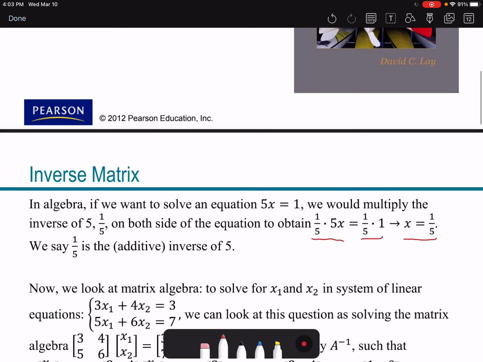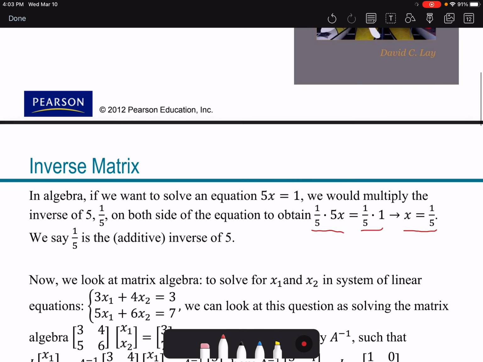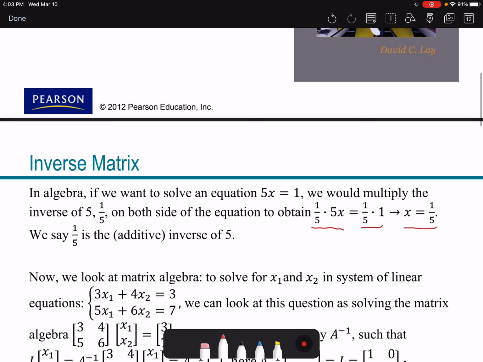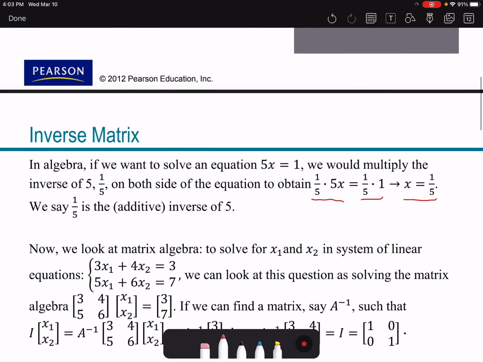To solve for x1 and x2 in a system of linear equations, let's say 3x1 plus 4x2 equals 3, 5x1 plus 6x2 equals 7, we can look at this as solving a matrix equation. We have the coefficient matrix 3, 4, 5, 6 times x1, x2 equal to 3, 7. To solve this one, we can use elementary row operations to find the reduced echelon form of the augmented matrix. Also, we can do it a different way.